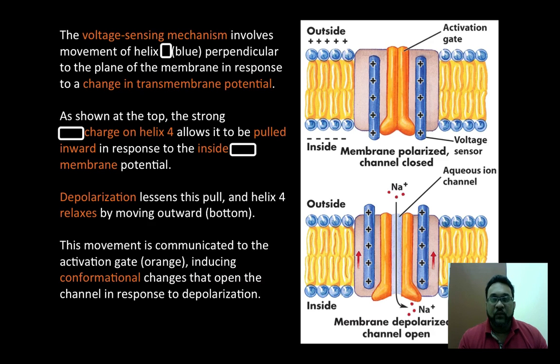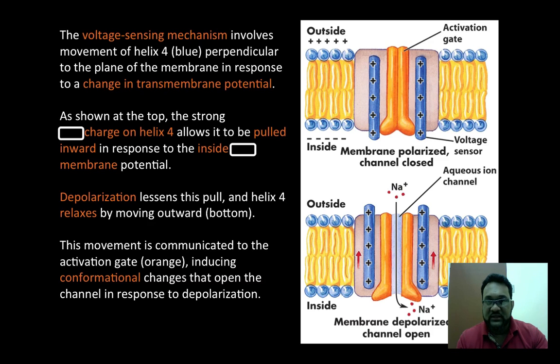Alright, we're looking at how this ion channel opens. So it all starts with the voltage sensing mechanism. And it involves the movement of which helix? Which helix makes up the voltage sensor? So you should have said correctly helix 4. Alright. Now it responds to a change in transmembrane potential.